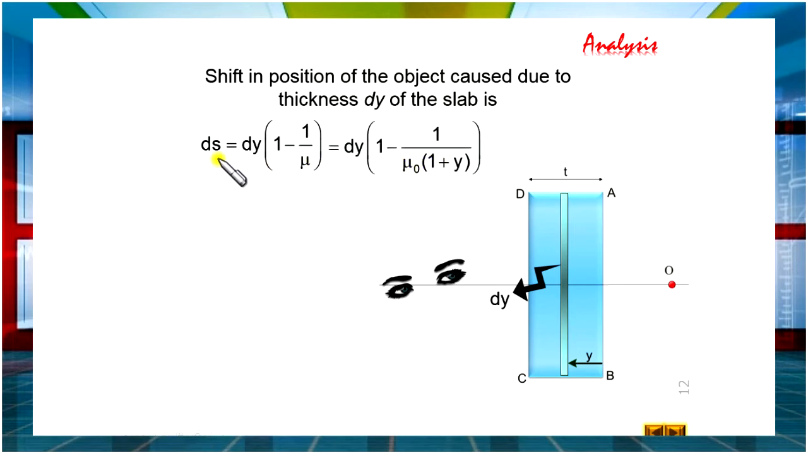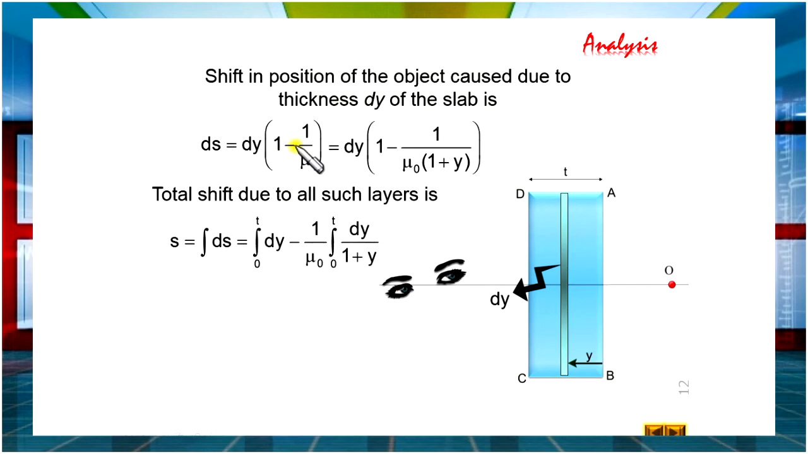And if you want to find the total shift, we should add the shift produced by each and every elementary slab, right? Like you can observe here, this has the thickness dy. We can consider a number of similar slabs parallel to the face. So here we should add the shift produced by each and every slab. That means we need to do the integration. So for calculating the total shift, S should be equal to the integration of ds, right?